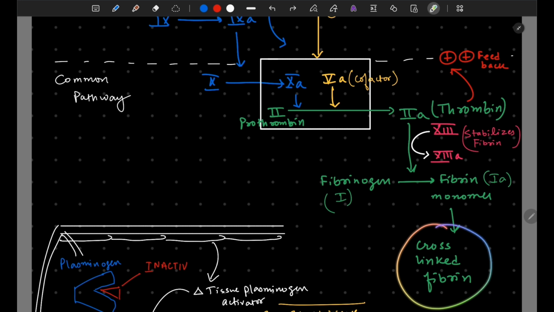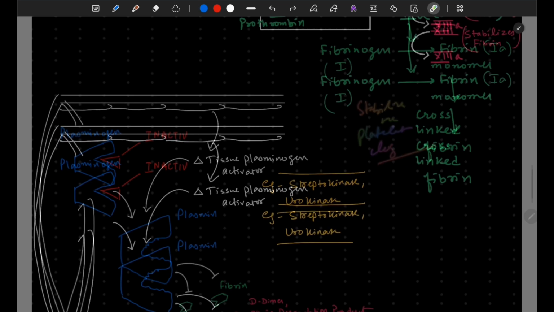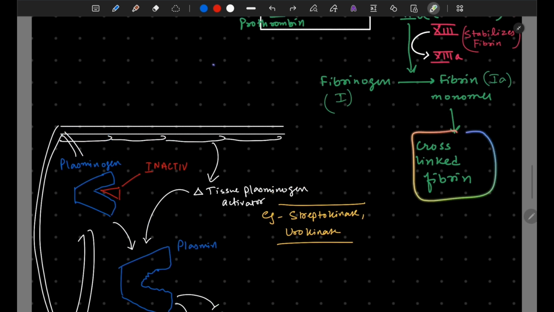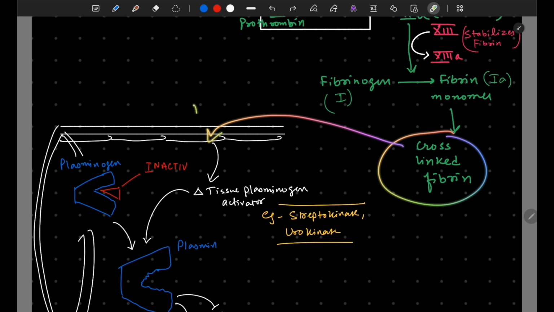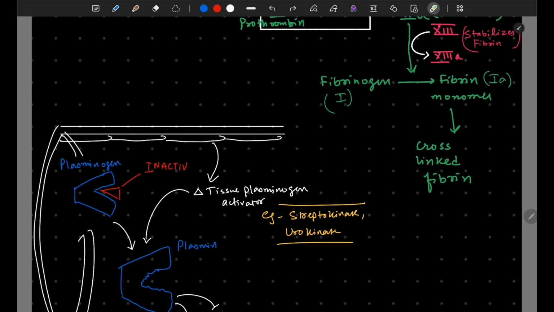This cross-linked fibrin helps to stabilize the platelet plug. So once the clot is formed and haemostasis is achieved, the body tries to dissolve the clot. The clot dissolution happens by fibrinolysis. This pathway is mediated by plasminogen.